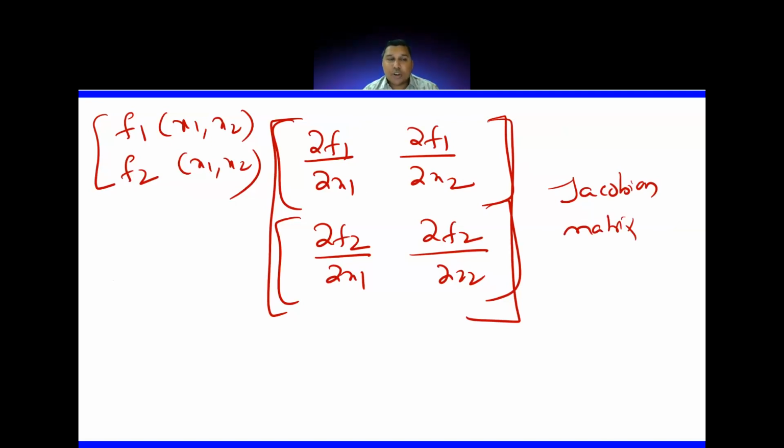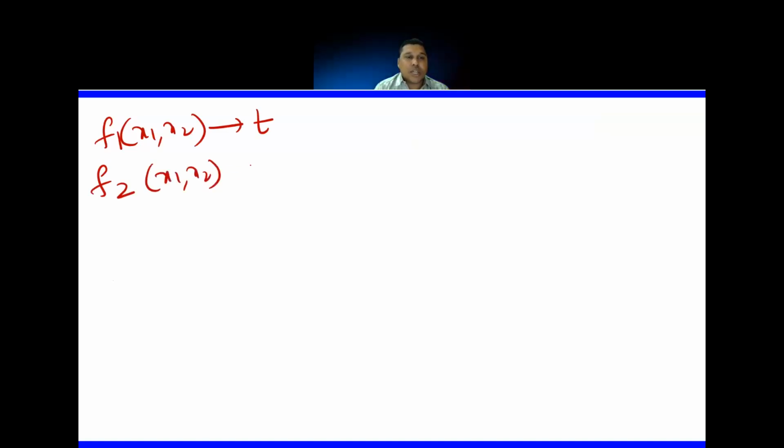Okay, if you try to make it a little more complex, you have f1 represented as a function of x1, x2. What if each of x1, x2 is a function of t? See this. You have function f1 which is dependent on two variables x1, x2. Both x1, x2 are dependent on t. Similarly, you have function f2 which is dependent on two variables x1, x2. Both are dependent on t. In this case, your Jacobian will be something like this.